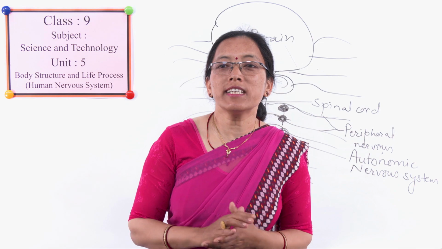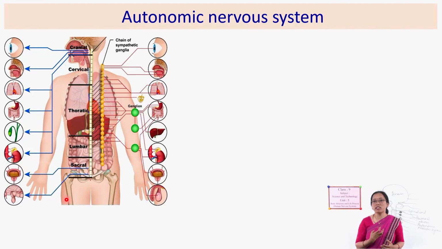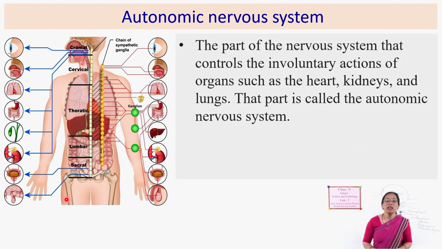What are those involuntary actions? Like heart function. Can you control your heartbeat? No. And similarly, the kidney continuously purifying our blood and filtering the waste, that is also controlled by this autonomic nervous system. Are you always continuously laughing and laughing? No. So these all are controlled by this autonomic nervous system.